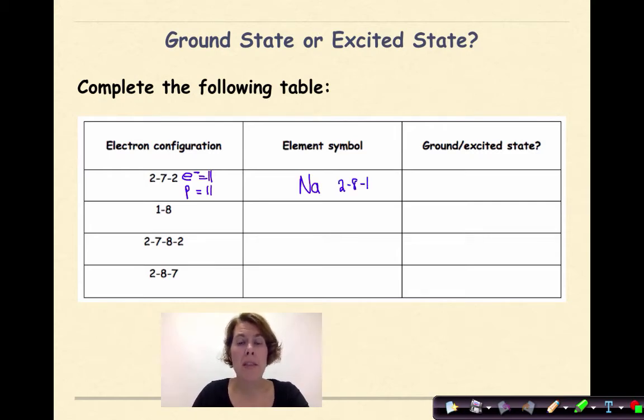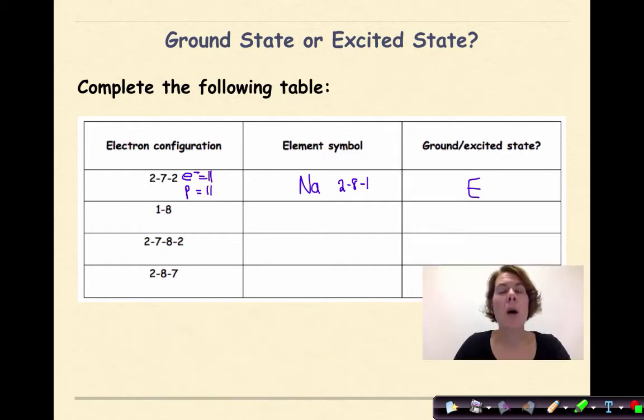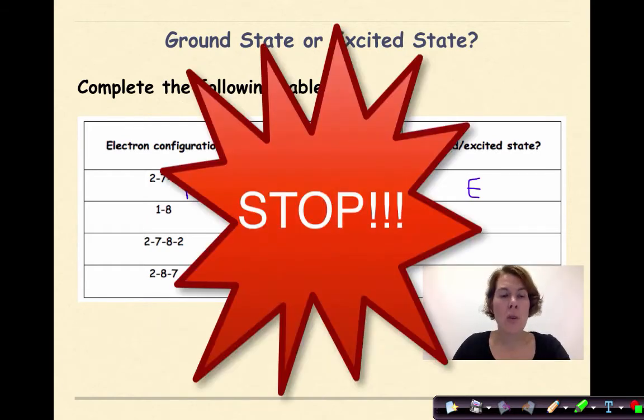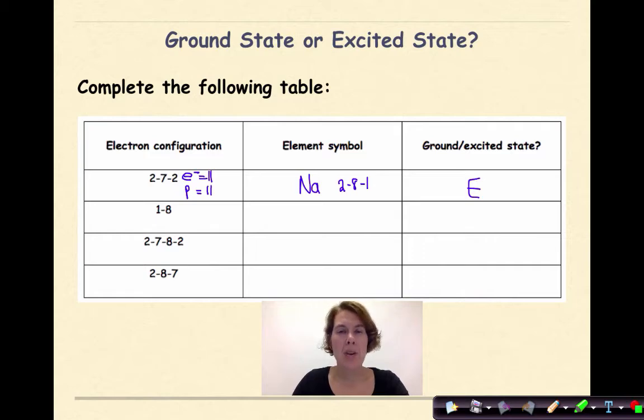So when I compare this electron configuration to the electron configuration listed, I can see that an electron has gone from the second principal energy level up to the third. So this electron configuration is in the excited state in comparison to the electron configuration that is listed on the reference table. Now what I'd like you to do is stop, look at the next 3 electron configurations, determine the number of electrons, protons, the symbol, and then determine whether this electron configuration is in the ground state or the excited state. Welcome back. Let's see how you did.